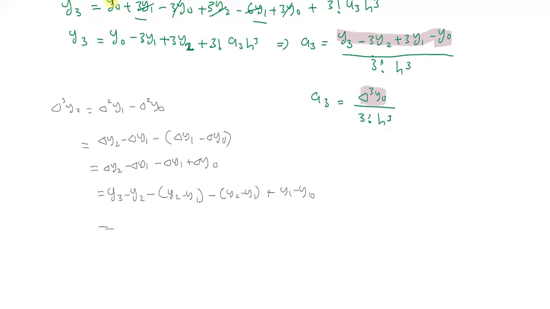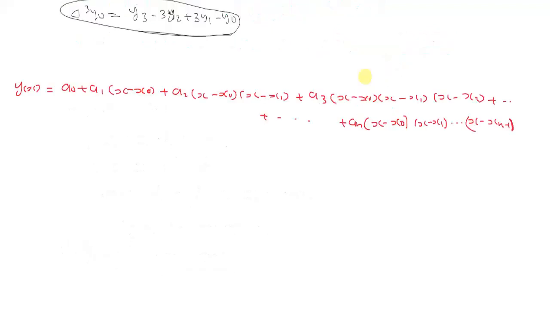Okay, so this is y3 minus y2 minus 2y2, then plus 2y1 plus y1 minus y0. Okay, so y3 minus 3y2 plus 3y1 minus y0, that is equal to del cube y naught. So y3 minus 3y2 plus 3y1 minus y naught is equal to del cube y naught. That is proved. We have a formula.